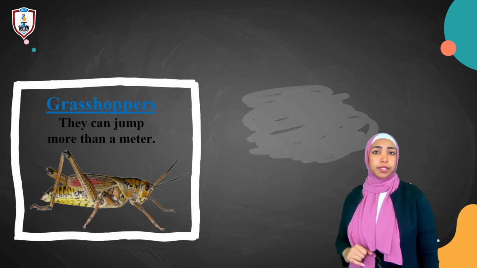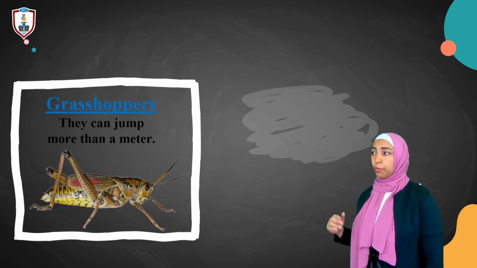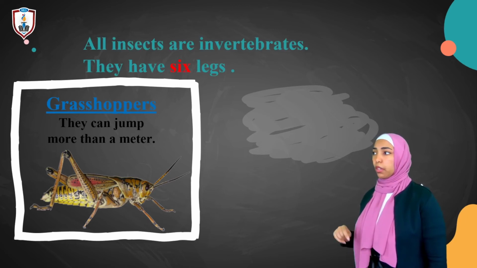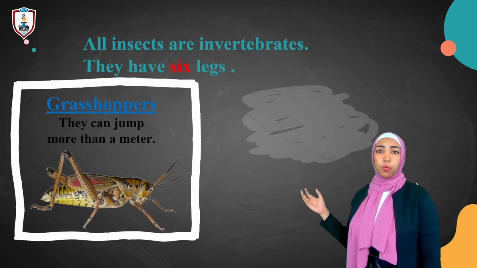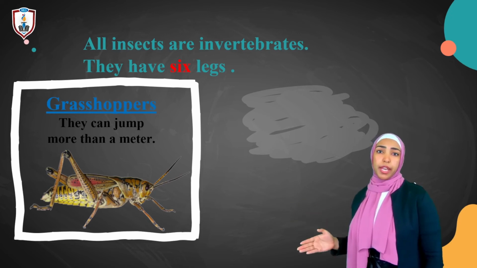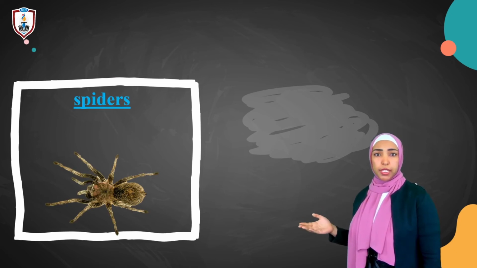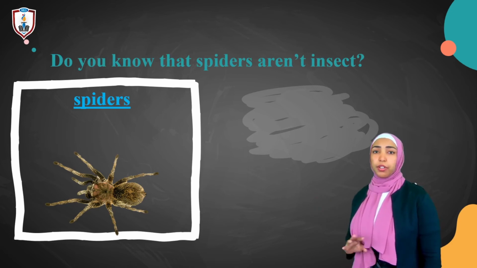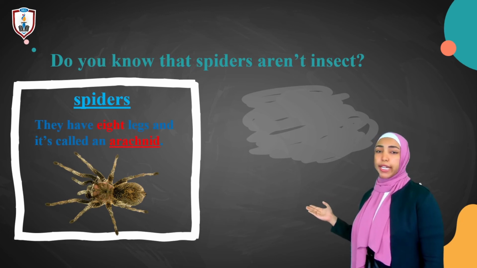Grasshoppers are amazing insects because they can jump very high, up to a meter high. As we've said, insects have 6 legs. So when I talk about grasshoppers, I say they are insects, because they have 6 legs. But what about the spider? Let's count the legs for the spider. Are they 6? No, they are 8. So the spider is not an insect. I don't consider a spider an insect, but it's another kind. It's called arachnid, because it has 8 legs.